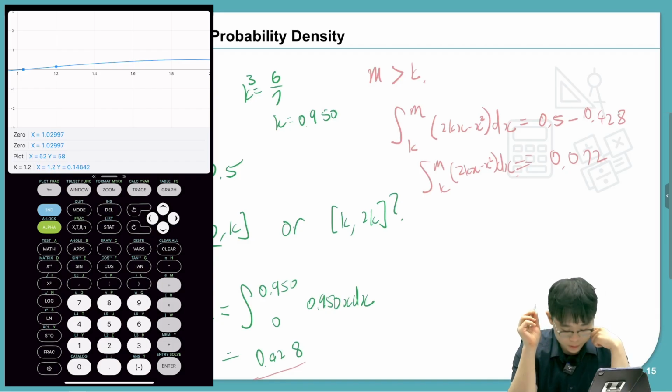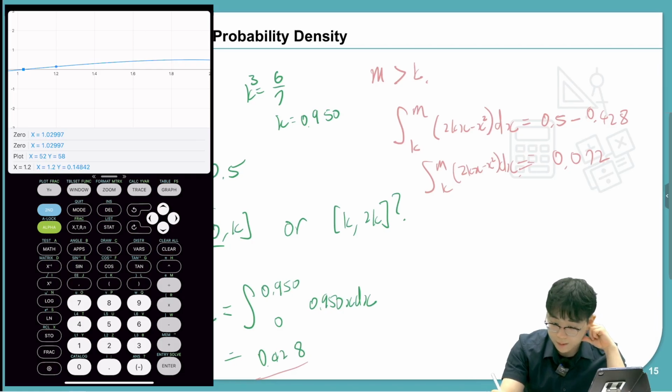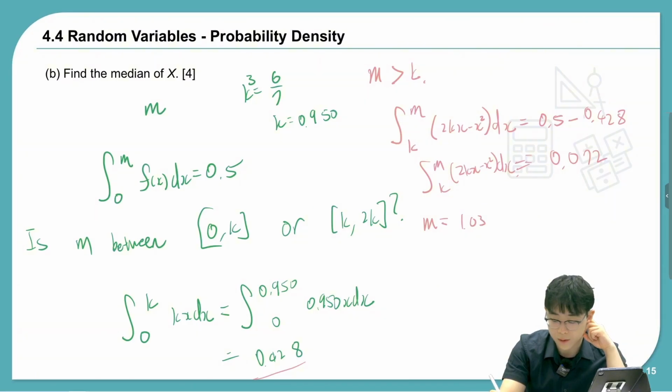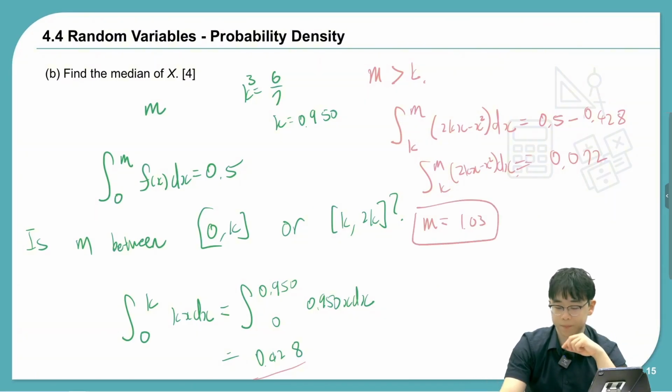So the 0 turns out to be 1.03, right? So yeah, the median value would have to be 1.03 using our graphic display calculator. Okay.